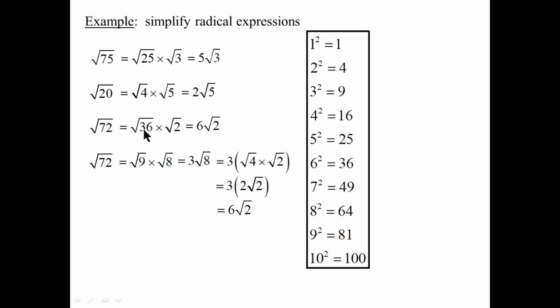And so in this way, if you don't notice the bigger one, you can take it out in pieces. We took out root 9, then we took out root 4. And we might notice that 9 times 4 is 36. So we took the perfect square factors out in this case in pieces. Of course, we got the same answer, 6 root 2.